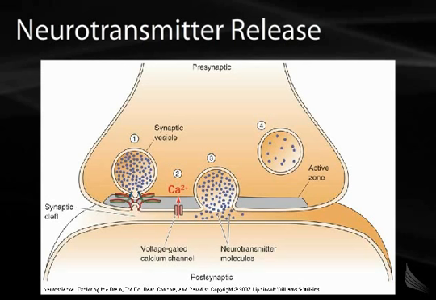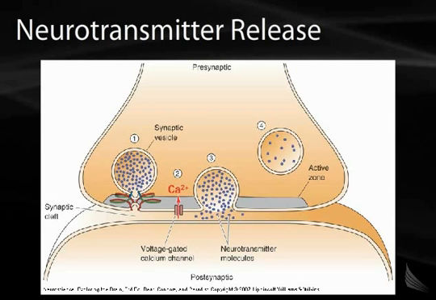Neurotransmitter release is actually an example of exocytosis that was described earlier. Here we have neurotransmitter-filled vesicles that are docked at the presynaptic membrane. There are snare proteins, as described before, both associated with the vesicle as well as associated with the presynaptic membrane, and these snare proteins interact to allow this vesicle to dock at the presynaptic membrane.